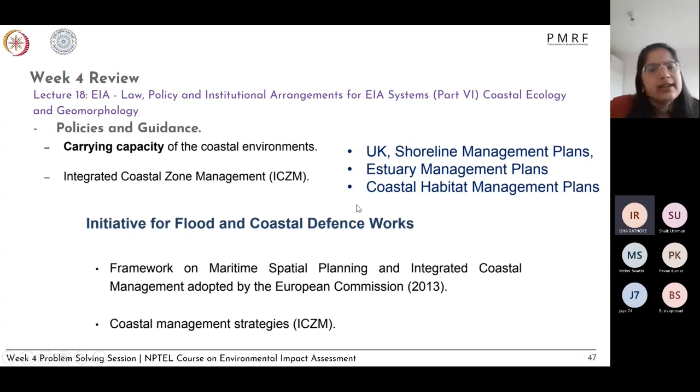And then a few guidances are being provided in these plans, which are from different sources. So you have the UK shoreline management plans, you have the estuary management plans, you have the coastal habitat management plans. So a few of these guidances can be taken from these references.